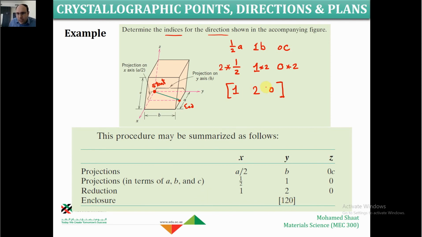You could add spaces here or not, it doesn't matter. In many cases, we don't use spaces. It means that when we read this, it is not 120. It is the 1, 2, 0 crystallographic direction. Make sense? So this is the crystallographic direction for this vector, and how we can deal with it for this crystal structure.